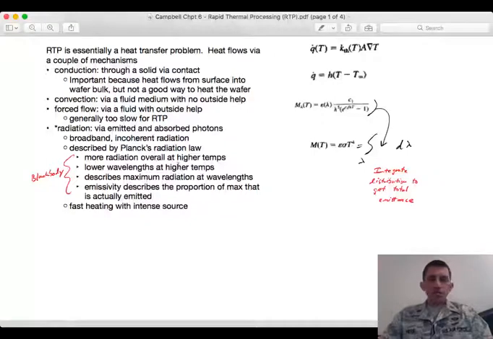And so if you have a lamp that is heated to a high temperature, then it is going to emit a lot of energy via radiation, and that can be used to heat the surface of your wafer relatively quickly.